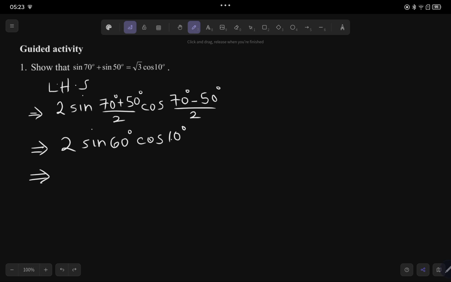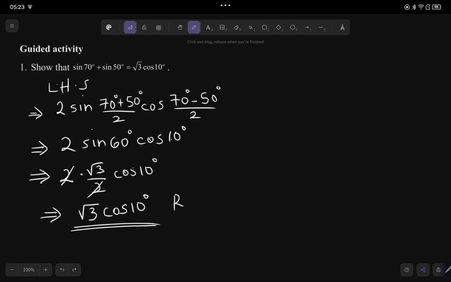Our common angles: sin 60 is root 3 over 2. That was in our second episode. Times root 3 over 2, then the cos of 10 degrees. The 2 goes with the 2, and we end up with root 3 cos of 10 degrees. This one is our right hand side, as is required of us.